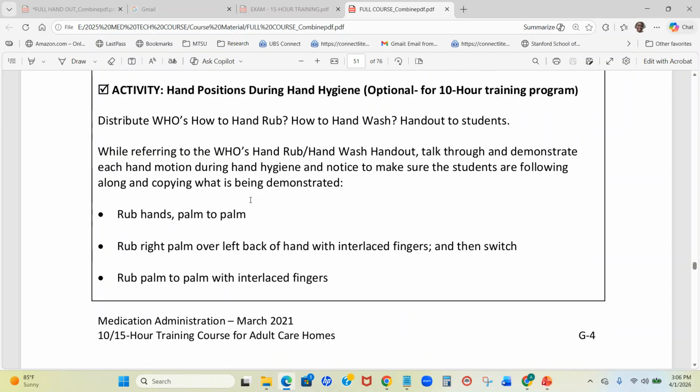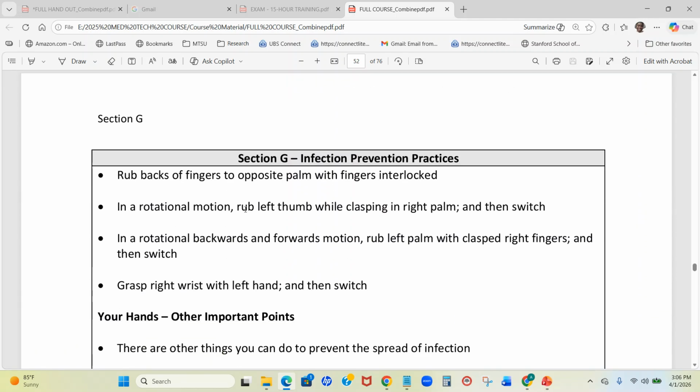Rub right palm over left palm of your hand with interlaced fingers and then switch. Rub palm to palm with interlaced fingers. You're going to do that. Demonstrate that for me to see. Rub back of fingers to opposite palm with fingers interlocked.